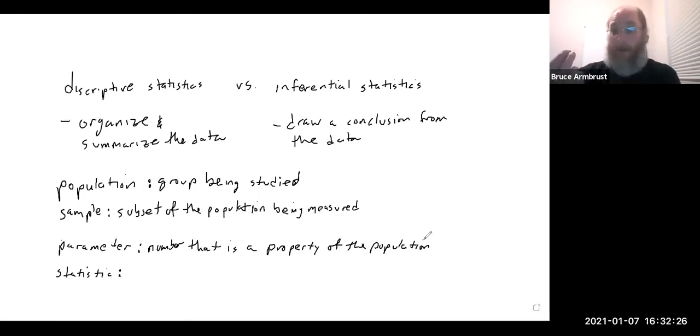That's the parameter. Now, when I ask you guys how many pets you have, and we figure out the average number of pets, that's the statistic. Okay, so this is that number that is a property of the sample.